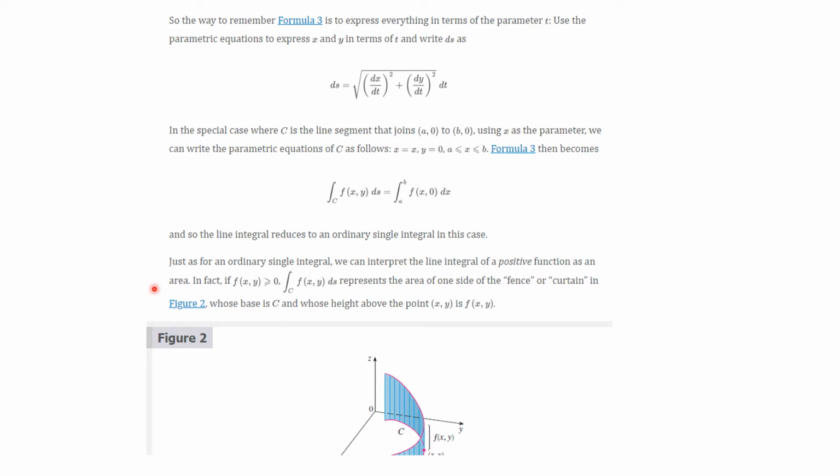So just as with an ordinary single integral, we can interpret the line integral of a positive function as an area. In fact, if f of x, y is greater than 0, then this line integral over the curve C of f of x, y ds represents the area of one side of the fence or curtain in this figure. So you see here's the curve, and your f of x, y is greater than 0, so it is this area. Now notice that this does have the curved part though, so it's actually a more complex situation. So this is what we're representing. This is a geometrical interpretation.